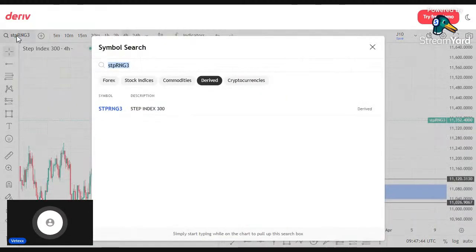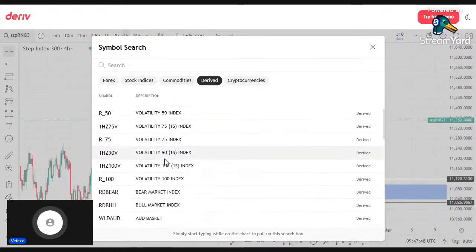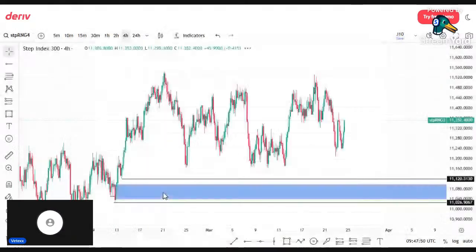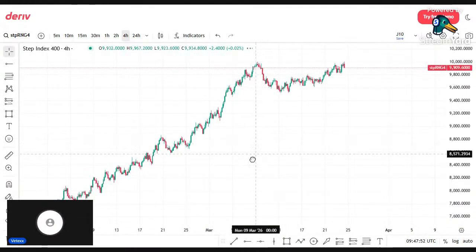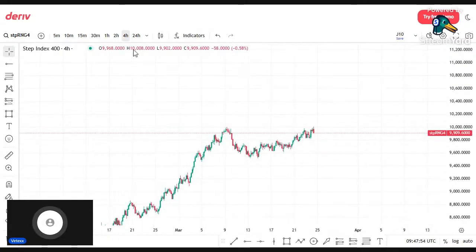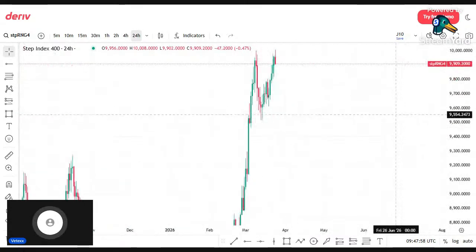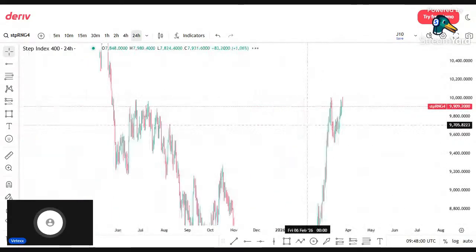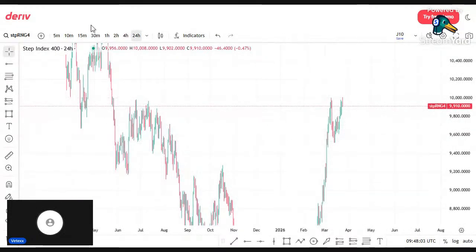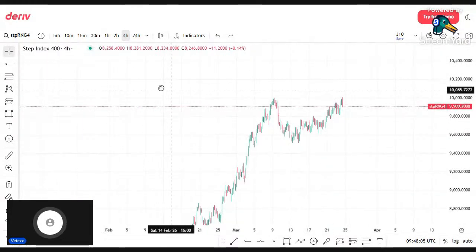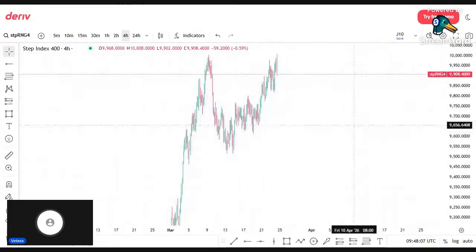So we have a lot of key levels, points of interest to be anticipating. So on Step 400, what do we have on Step 400? Step 400 is bullish on the 24-hour time frame. The thing with Step 400 is that it hasn't given us where it's coming from and where it's going to go to. So the first structural liquidity it takes out will be what we'll be working with.